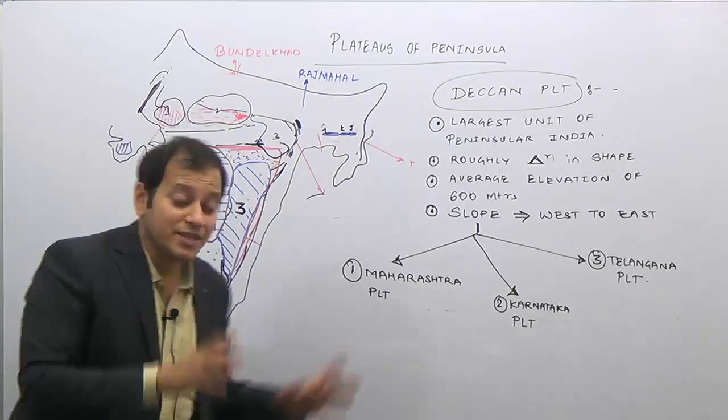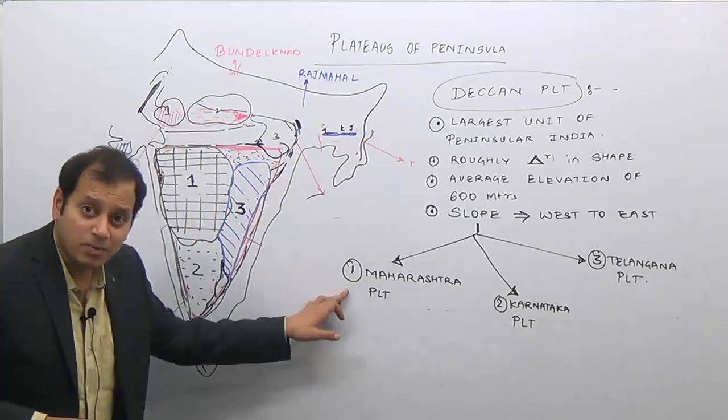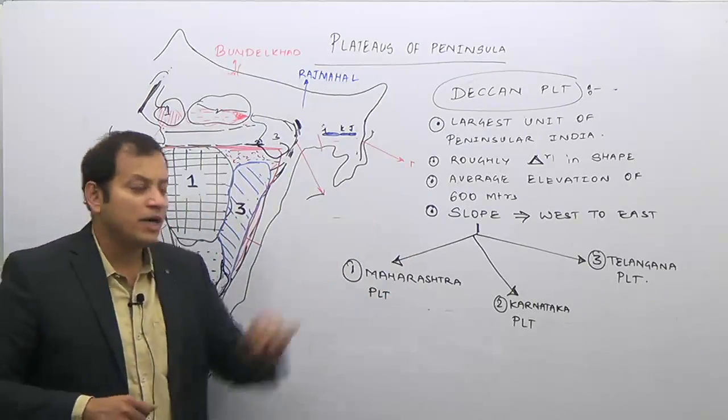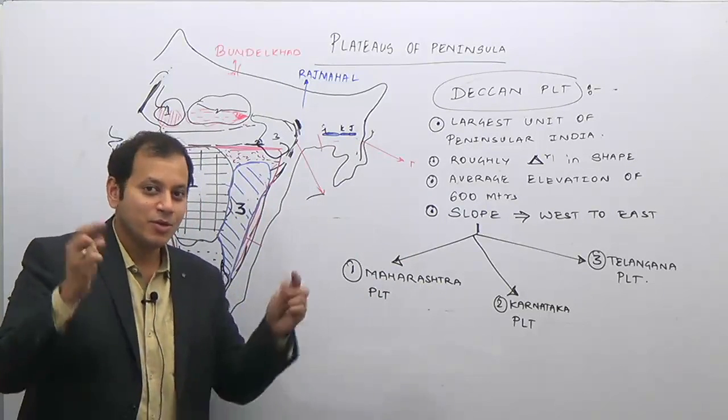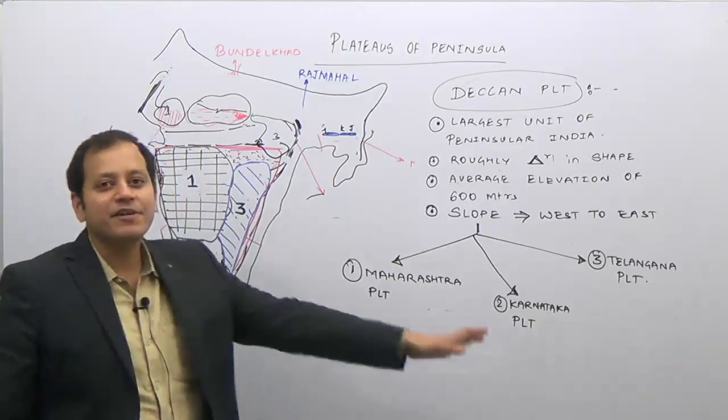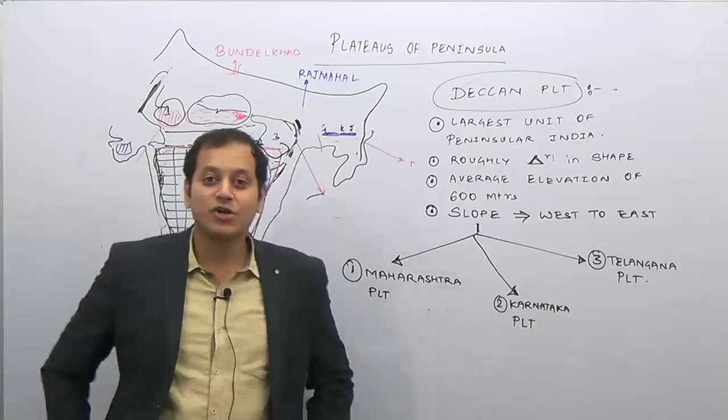Now let us study the three types: Maharashtra Plateau, Telangana Plateau and the Karnataka Plateau. Why are we dividing this into the three types? Because they are different geologically. How are they different geologically?